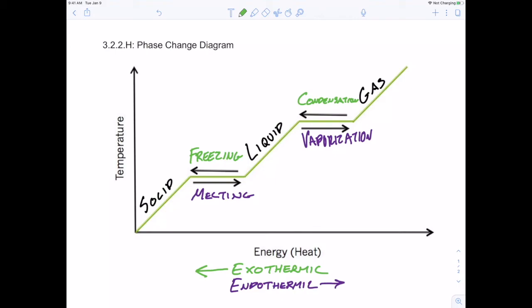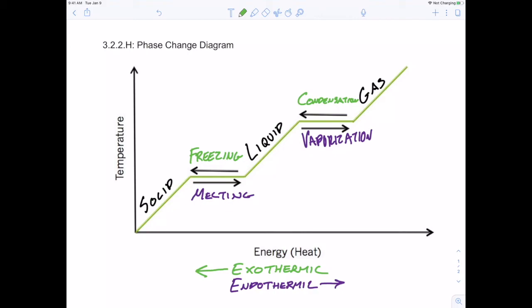If we were looking at this as well, if you're going straight from solid to gas, that process of sublimation, you would be going from left to right, and therefore it would be an endothermic process. And if you were going straight from a gas to a solid, that process of deposition, you would be going from right to left, and therefore it would be an exothermic process, but we're not going to include those on here.